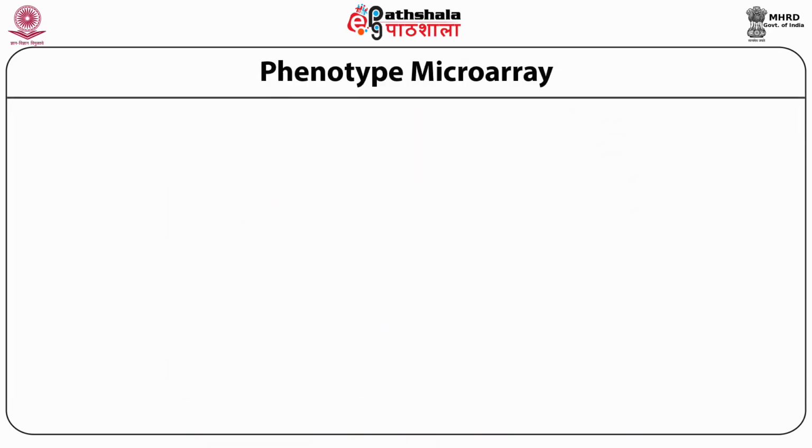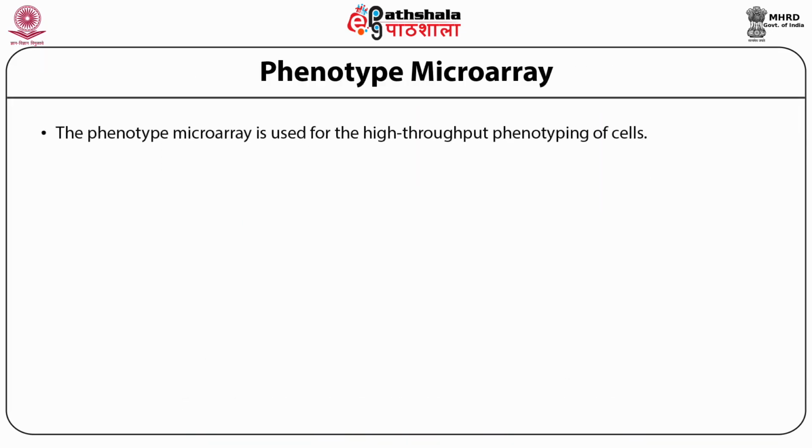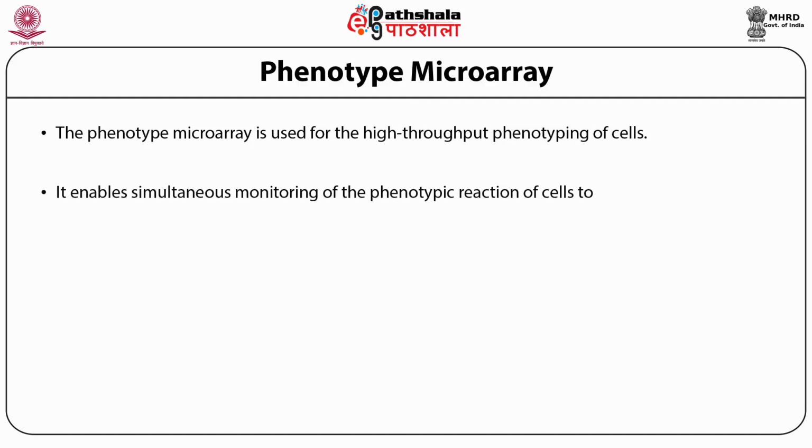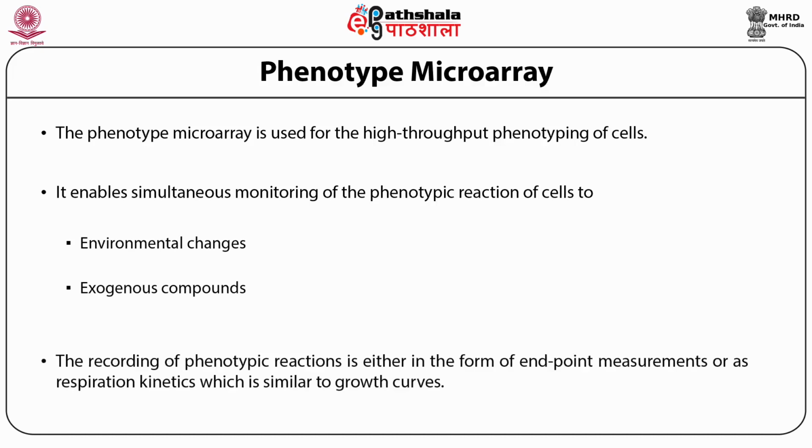The phenotype microarray. The phenotype microarray is used for the high throughput phenotyping of cells. It enables simultaneous monitoring of the phenotypic reaction of cells to first, environmental changes, second, exogenous compounds. The recording of phenotypic reactions is either in the form of endpoint measurements or as respiration kinetics, which is similar to growth curves.